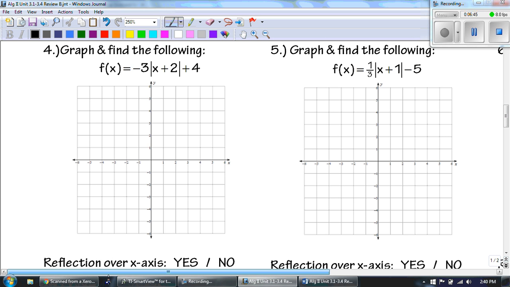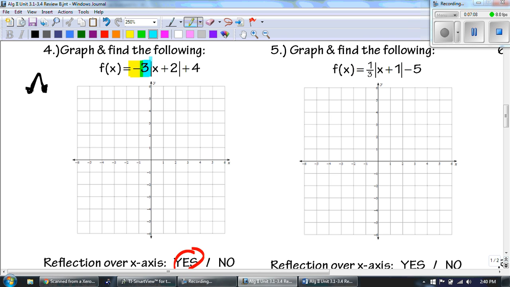All right, I'm going to zoom in, and we're going to look at number 4. So we have to graph and answer the questions. So the first thing we talk about, is there a reflection? Yes or no? Yes. Okay. There's a reflection, which means it's going down.